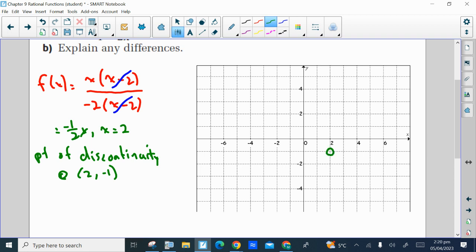The rest of the graph is defined by y equals negative 1/2 x. That's a line that has a y-intercept of 0 and a slope of negative 1/2. Rise negative 1 and run 2 takes us to the point of discontinuity. So we can continue to rise negative 1 and run 2, or we can rise positive 1 and run negative 2. All these points will lie on the line.